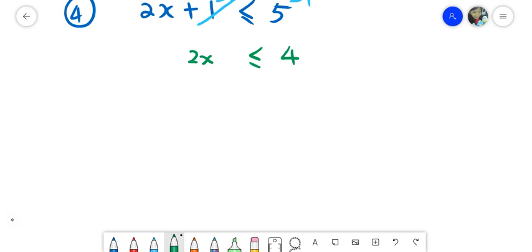So from here, how to get the coefficient of 1 on your x? Okay, you may need to divide by 2. Whatever you apply on the left, apply the same thing on the right. So simplify it. Your answer is 2.